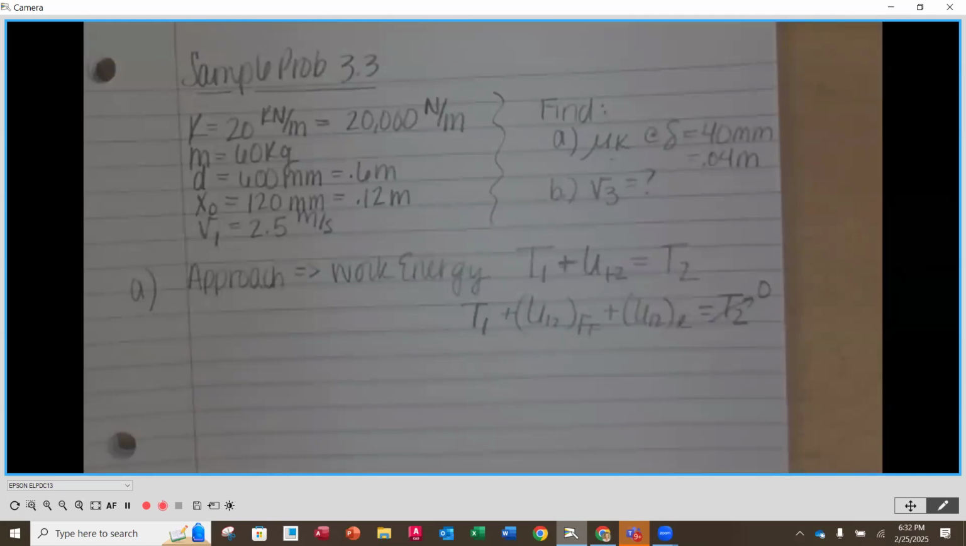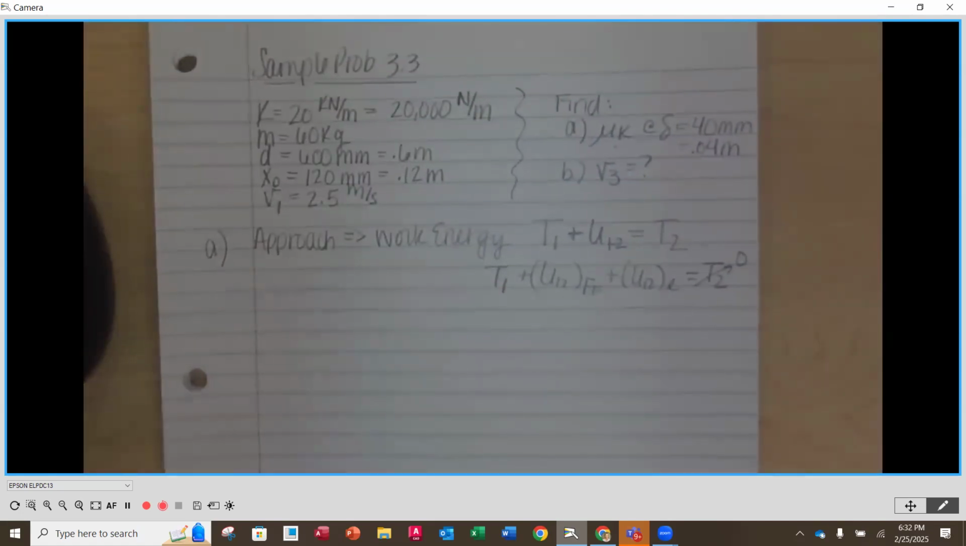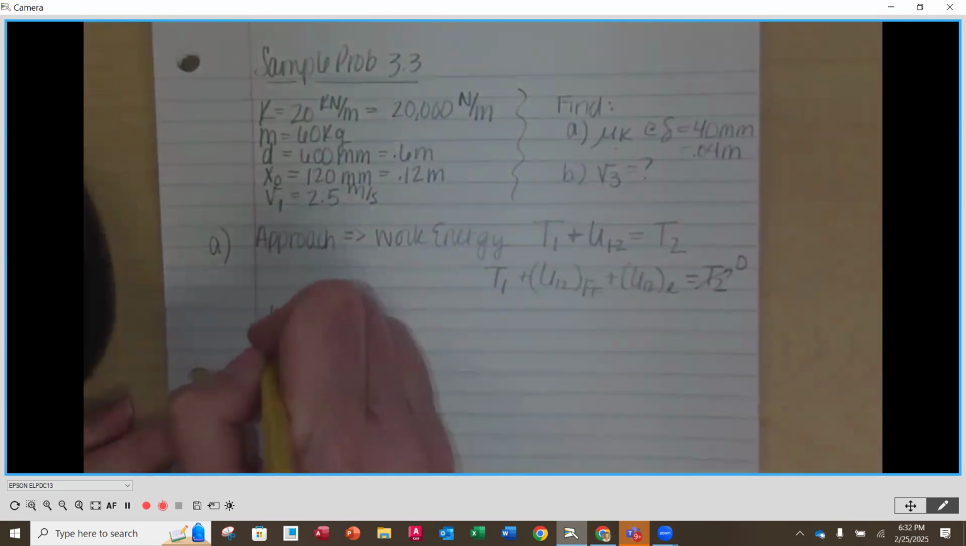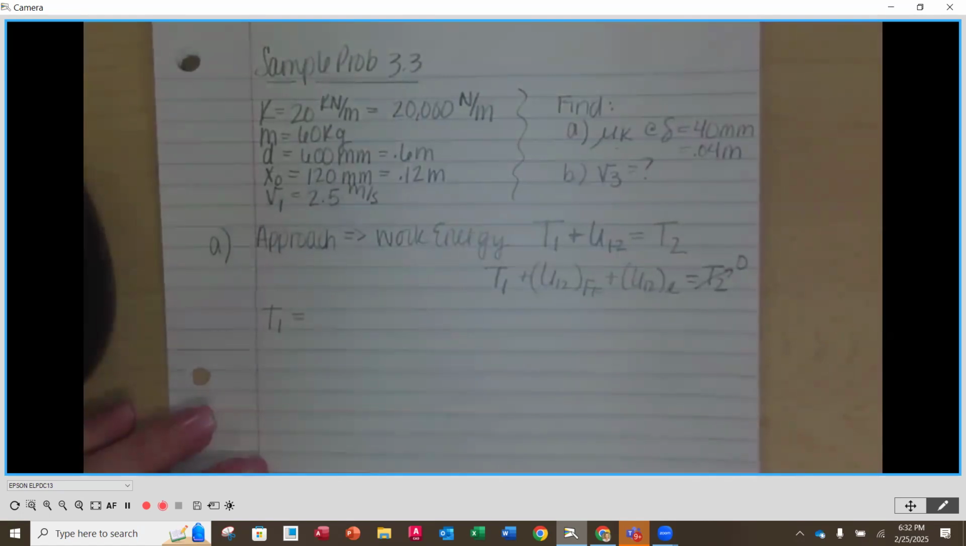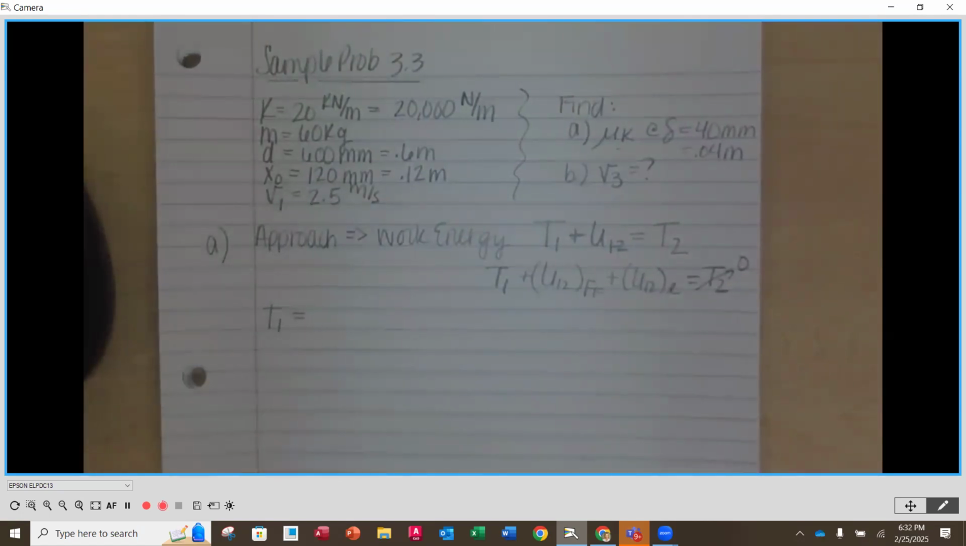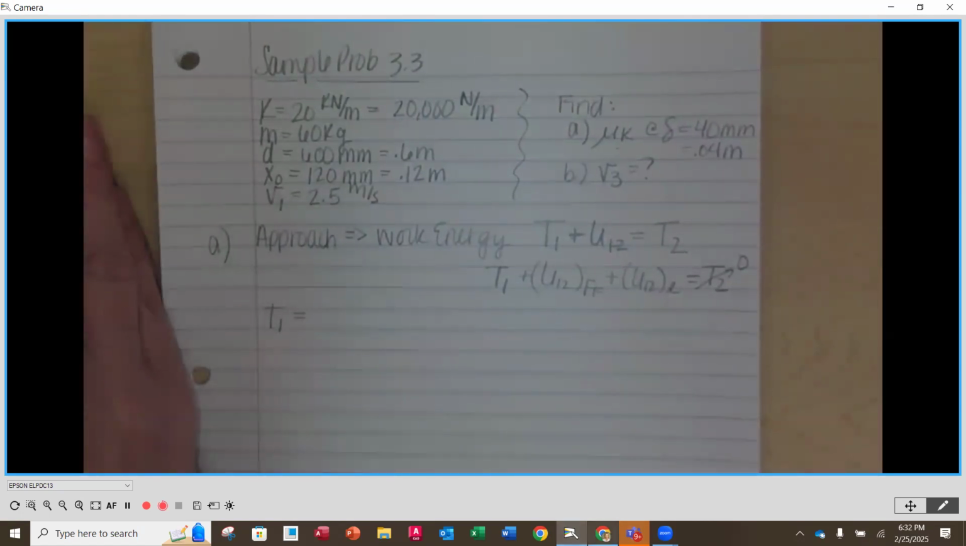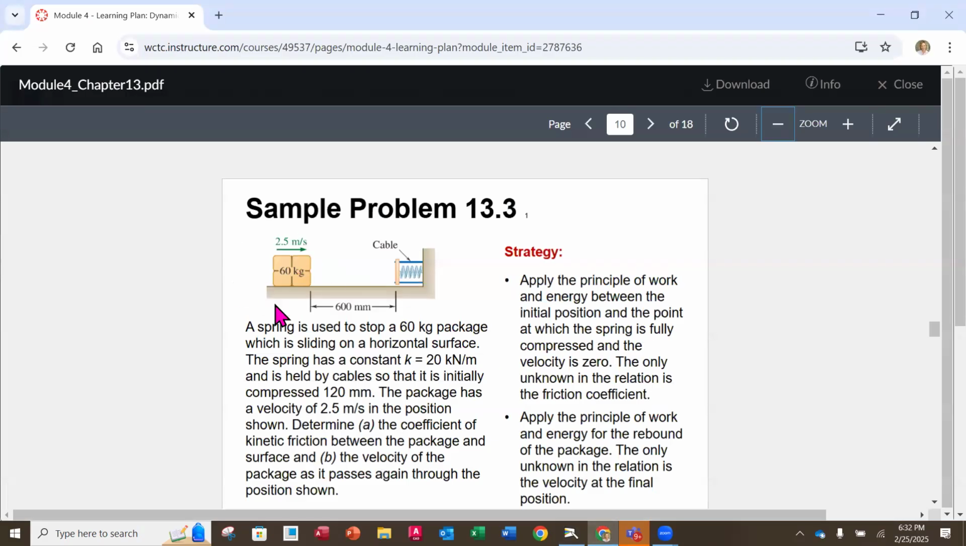All right. So now our responsibility is to get all of the other elements so that we can plug this in. The first thing I'm going to look at is my T1. T1 is the kinetic energy of the package right now in position 1. We know that it's moving at 2.5 meters per second to the right.